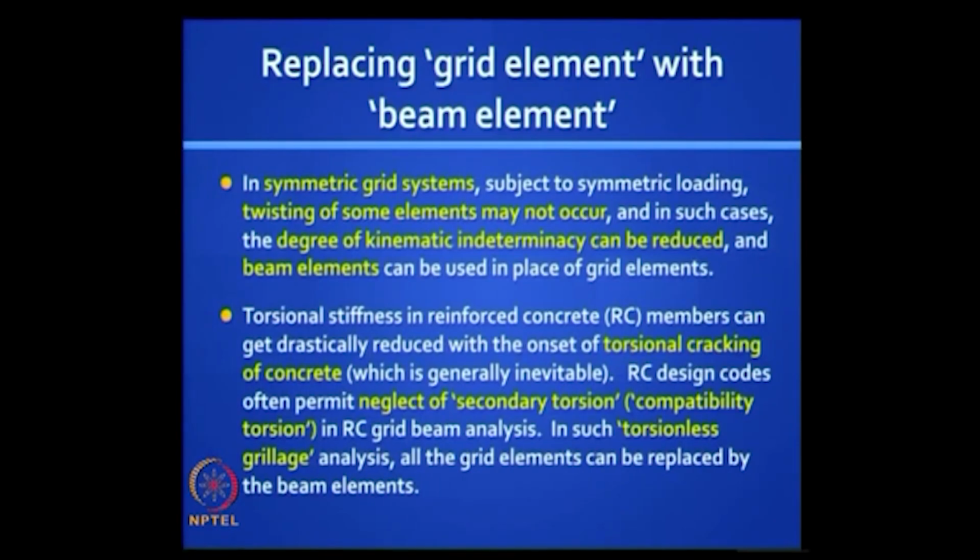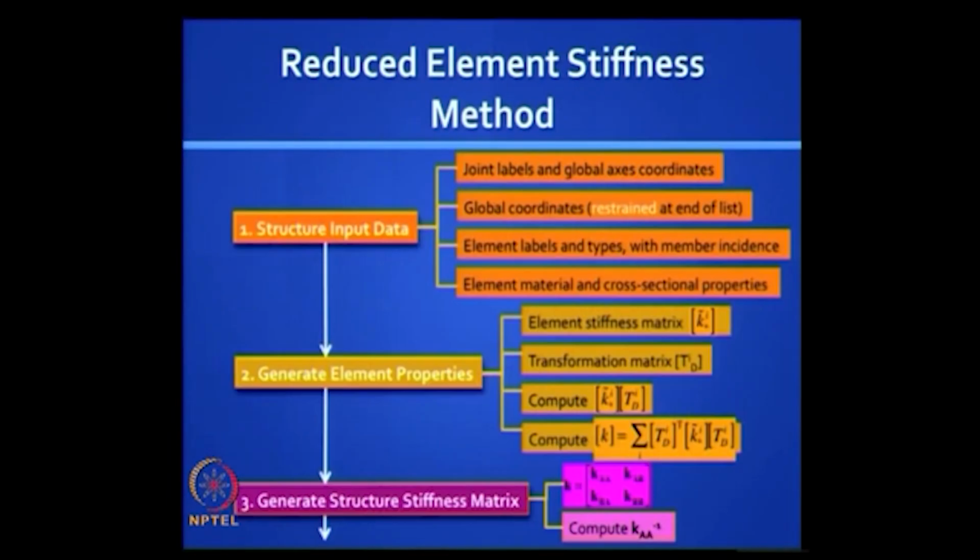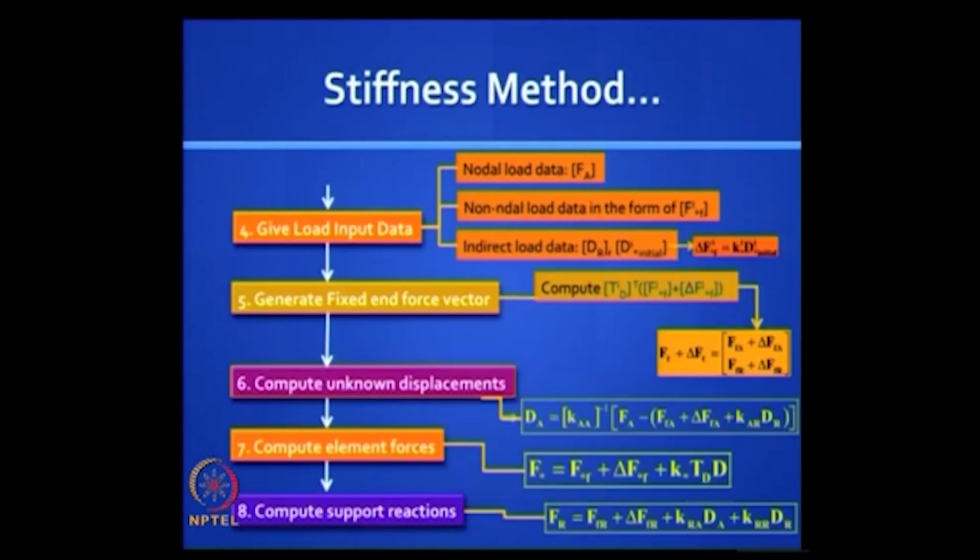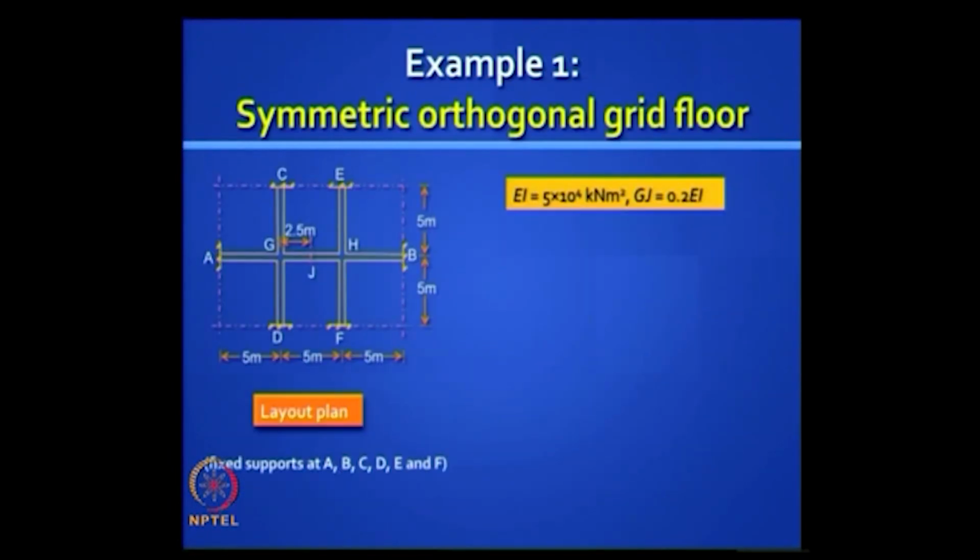But let's learn the proper way of dealing with torsion, and torsion will always be there. It may not be significant, but you should appropriately assign the torsional stiffness values. So the method is the same as we've done earlier. Let's demonstrate straight away with one problem. So this is a symmetric orthogonal grid floor. You have full fixity against flexure and torsion at the extreme ends, which are A, B, C, D, E and F.